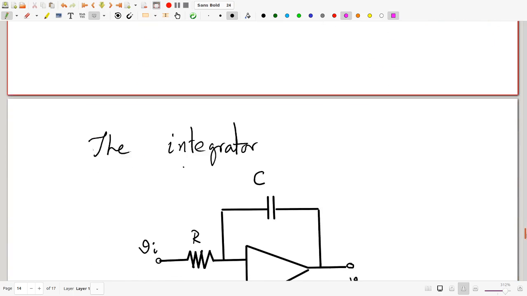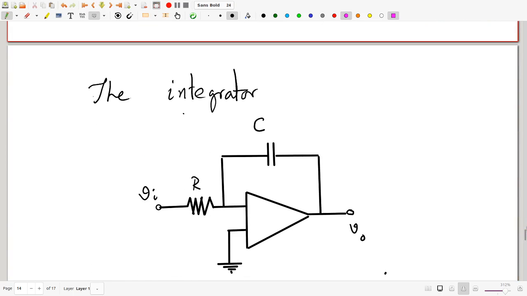Okay, if the differentiator is there, can the integrator be far behind? No, it can't. Here, well, you are used to it by now. This is at 0. So this is almost at 0. The current through the resistance has to be Vi by R. That current has to flow into the capacitor. So the voltage drop across the capacitor is simply going to be proportional to 1 by C times the charge which is stored into it.